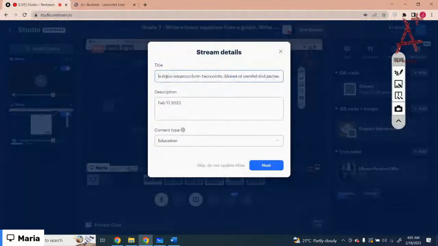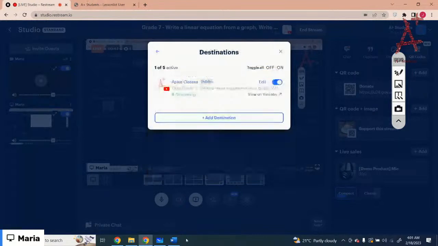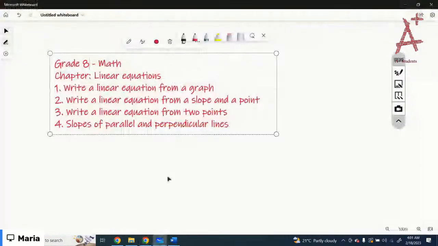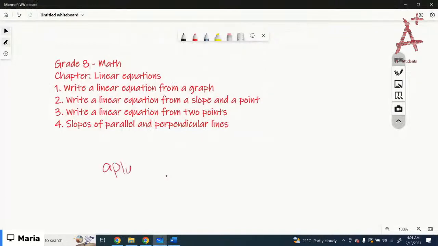We're going to start with grade 8 maths. You can find all the lessons on aplusstudents.com. You have to log in there using your email address and password as provided by the administrator. Then you have to select math from the subject tab.